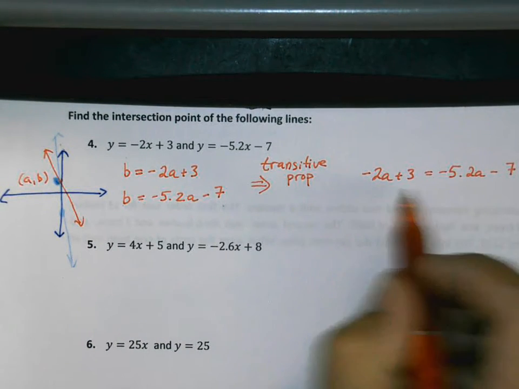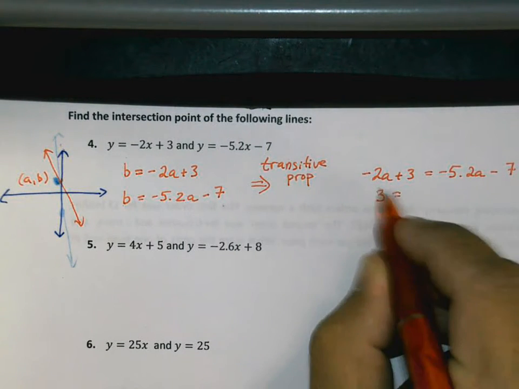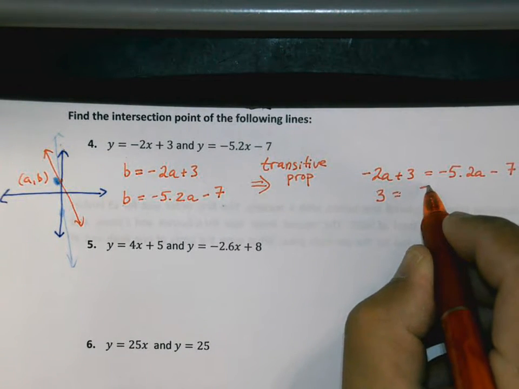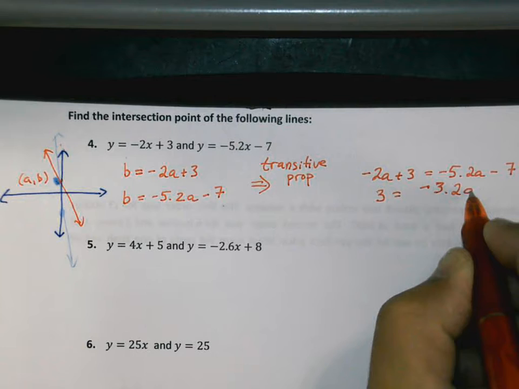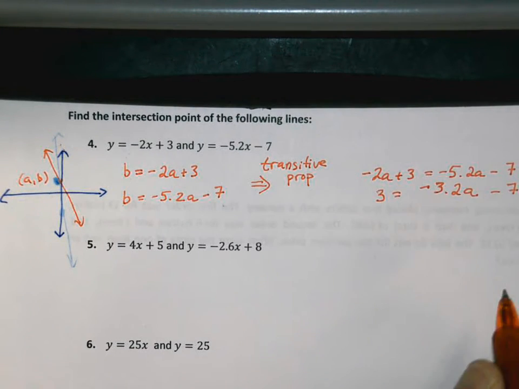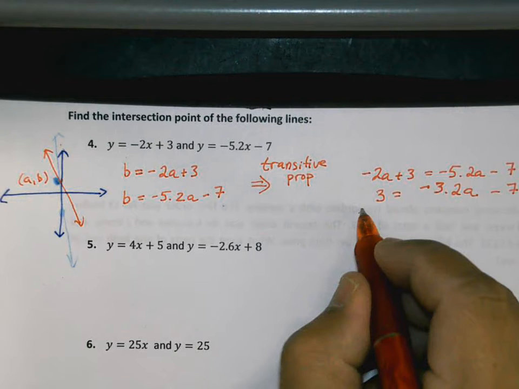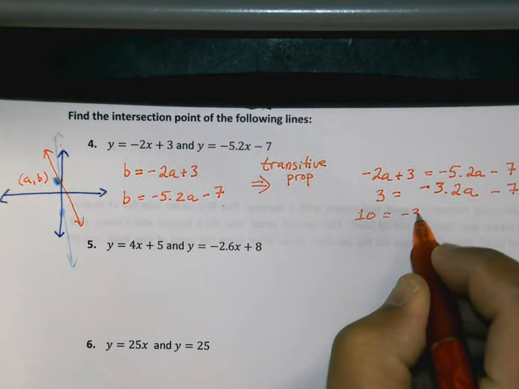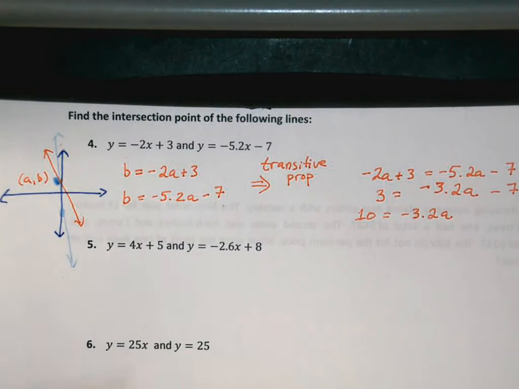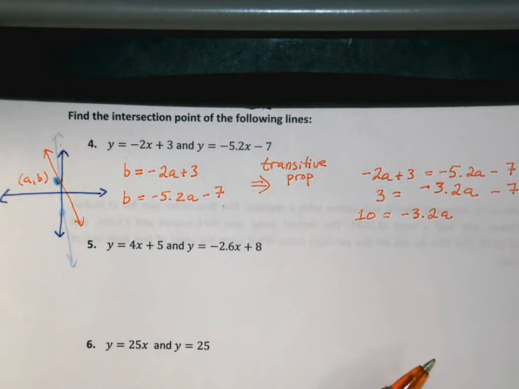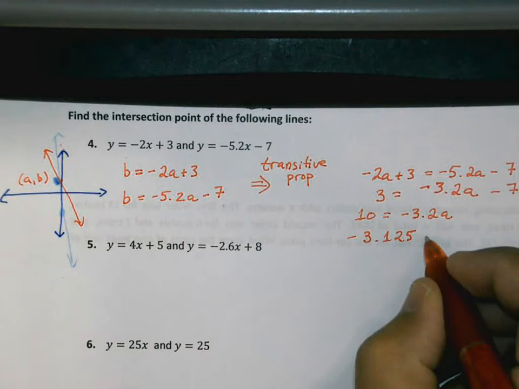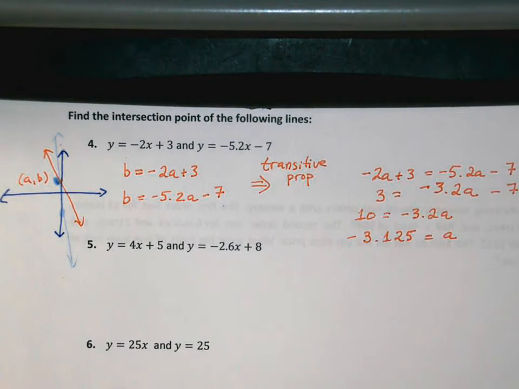I'm going to move -2A to the other side by adding 2A, so I get 3 equal to -3.2A minus 7. Then adding 7 to both sides, I get 10 is equal to -3.2A. Then dividing both sides by -3.2, I get 10 divided by -3.2, and that gives me -3.125 as my answer for A.